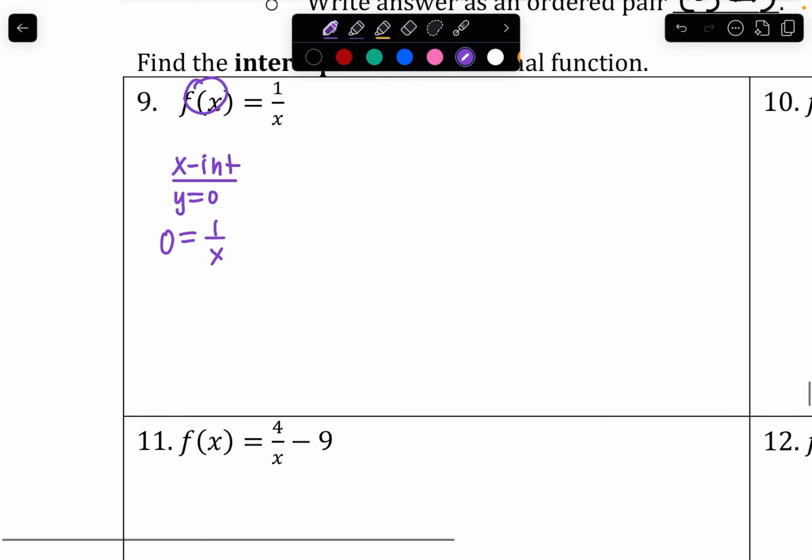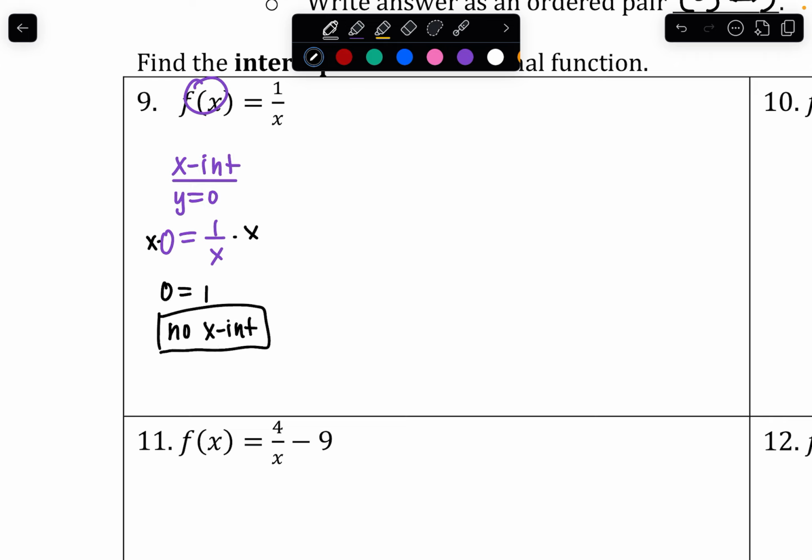And to solve for this, we need x out of the denominator, and so we would multiply both sides by x. Of course, 0 times anything is still 0. And so I'd end up with 0 equals 1. And so this has no solution, and so there is no x-intercept, which makes sense because we have a horizontal asymptote at y equals 0. And so if I plug in y equals 0, that's where the asymptote is.